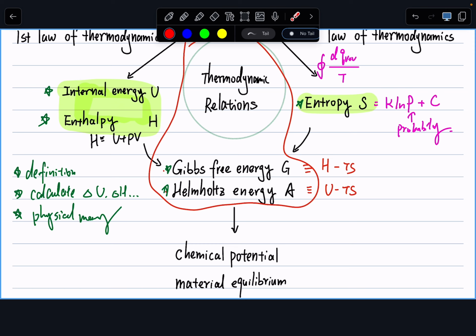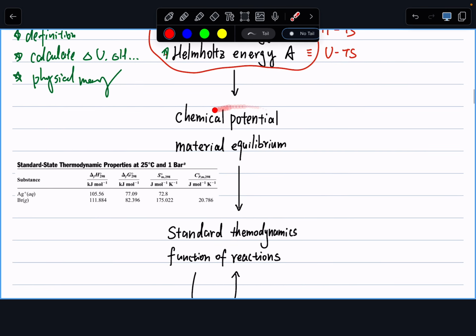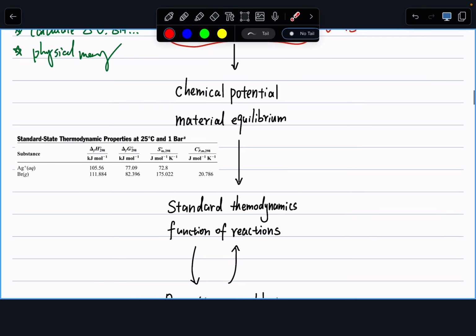Then from chapter 4, we moved on to look at chemical potential and material equilibrium. This part is in chapter 5. As a reminder, what is our chemical potential? We define the chemical potential of substance i in phase alpha to be equal to the partial derivative of G in phase alpha with respect to N_i in phase alpha, at constant T, P, and N_j in phase alpha, where j doesn't equal i.